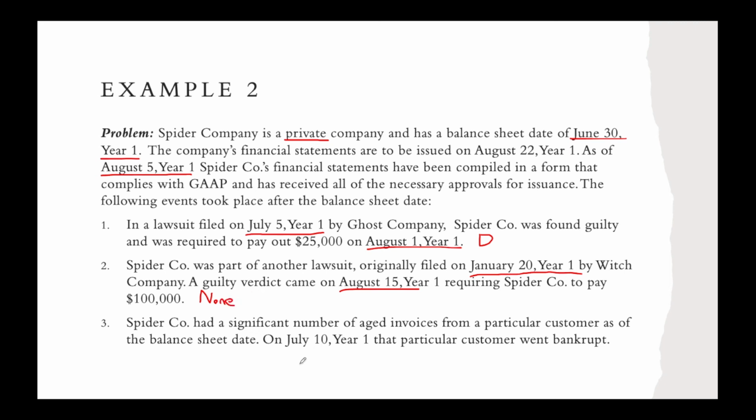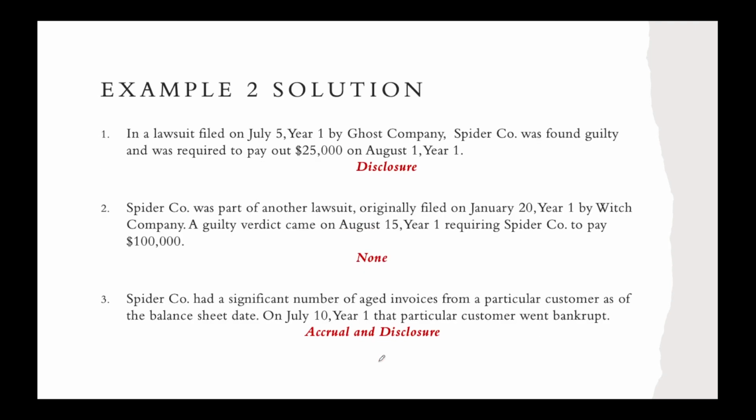Number 3 here, Spider Company had a significant number of aged invoices from a particular customer as of the balance sheet date. On July 10th, year 1, that particular customer went bankrupt. So in this case, they had a significant number of aged invoices that existed as of the balance sheet date, and then on July 10th, a subsequent event took place, which is before the financial statements are available to be issued. Therefore, we would record an accrual and provide a disclosure. And if we take a look at our example 2 solution slide here, we have number 1, provide disclosure, 2, no transaction whatsoever, 3, record an accrual and provide a disclosure.